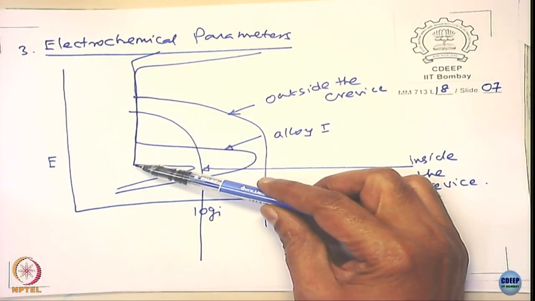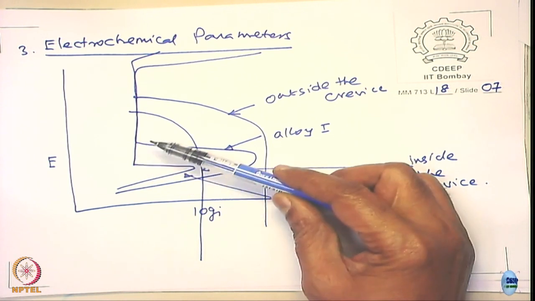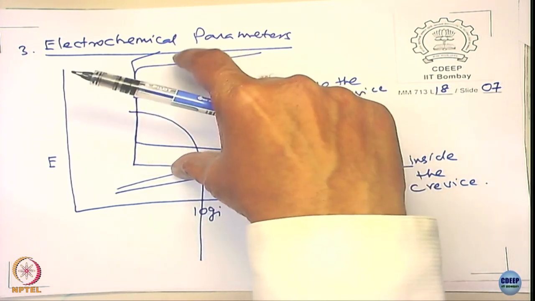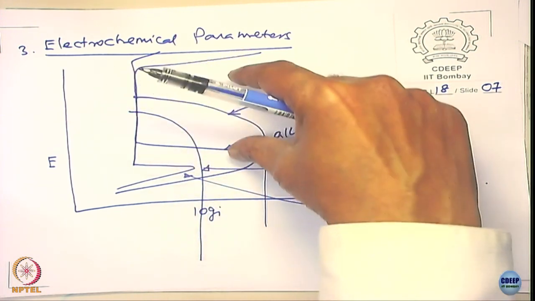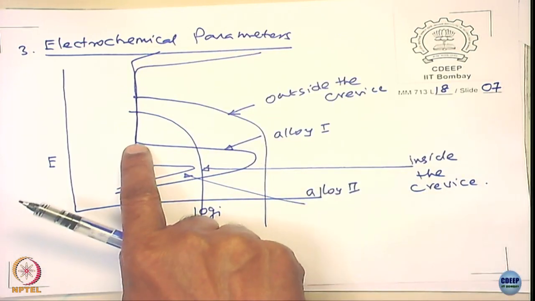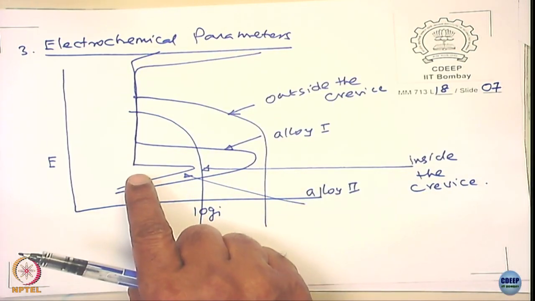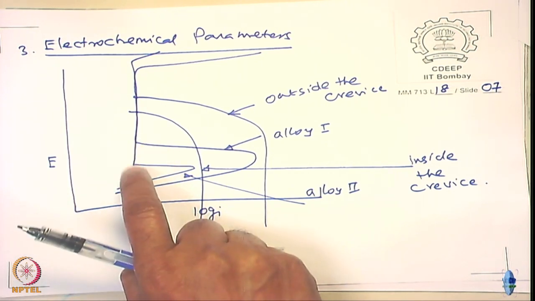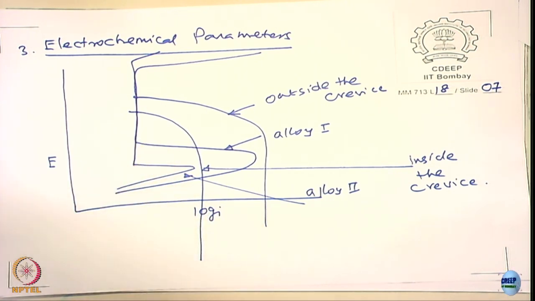In the case of alloy 2, the passivation potential is lower, not higher. The passive potential is low, or the range over which the passivation occurs is much more as compared to alloy 1, right? Alloy 1 passivates here and alloy 2 passivates here, right? It passivates even at a more negative potential. I want an answer from you people.